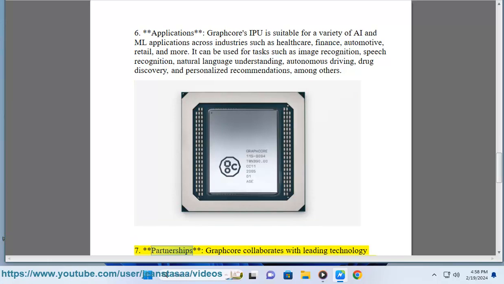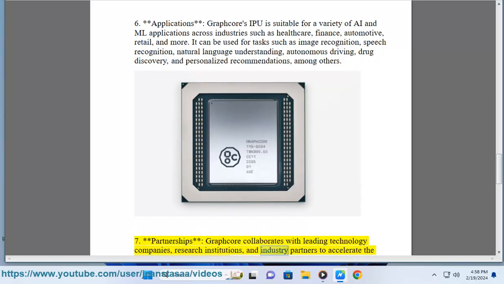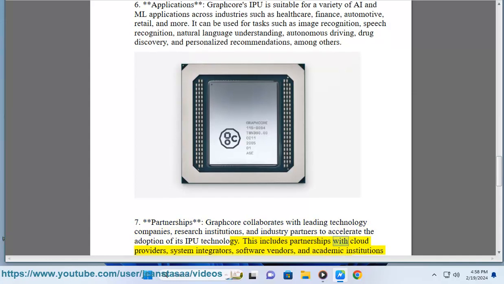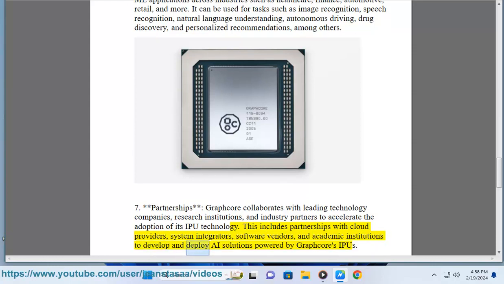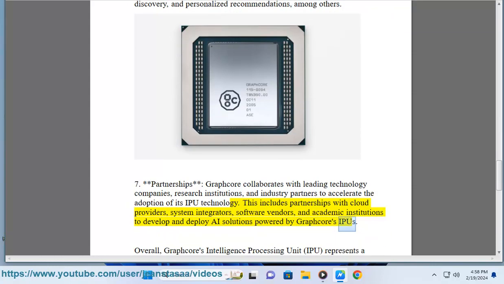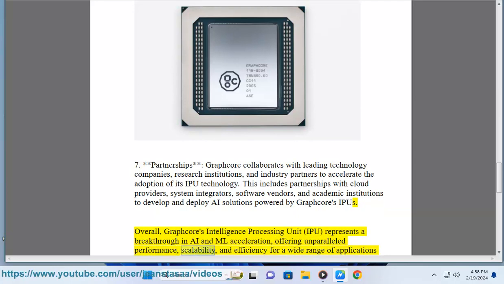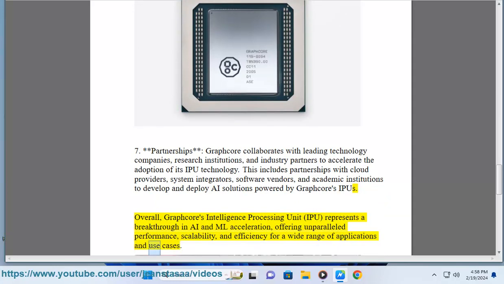7. Partnerships: Graphcore collaborates with leading technology companies, research institutions, and industry partners to accelerate the adoption of its IPU technology. This includes partnerships with cloud providers, system integrators, software vendors, and academic institutions to develop and deploy AI solutions powered by Graphcore's IPUs. Overall, Graphcore's Intelligence Processing Unit, IPU, represents a breakthrough in AI and ML acceleration, offering unparalleled performance, scalability, and efficiency for a wide range of applications and use cases.